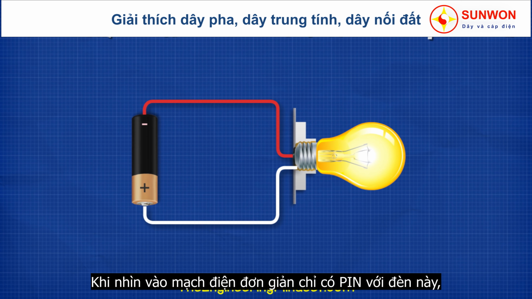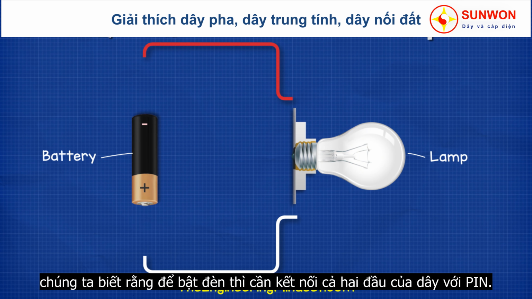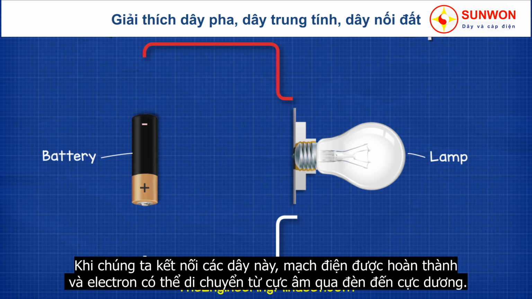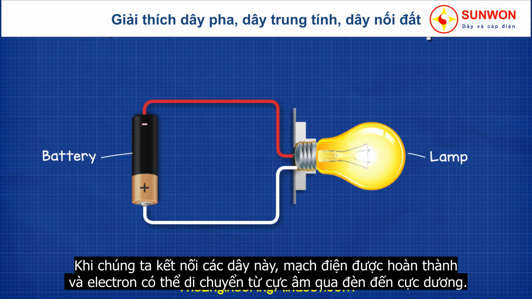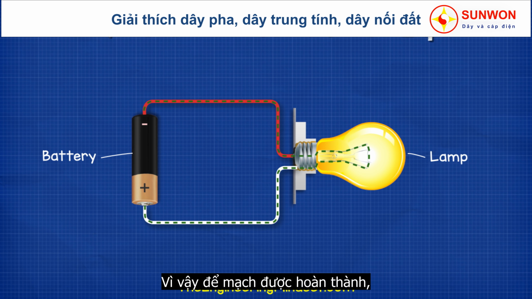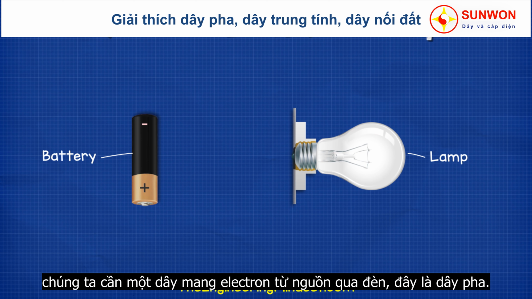When we look at a simple electrical circuit with just a battery and a lamp, we know that to turn the lamp on, we need to connect both ends of the wires to the terminals of the battery. Once we connect these wires, the circuit is now complete and electrons can flow from the negative through the lamp and then back to the positive terminal. So for the circuit to be complete, we need a wire to carry the electrons from the power supply and over to the light. This wire is our hot wire.